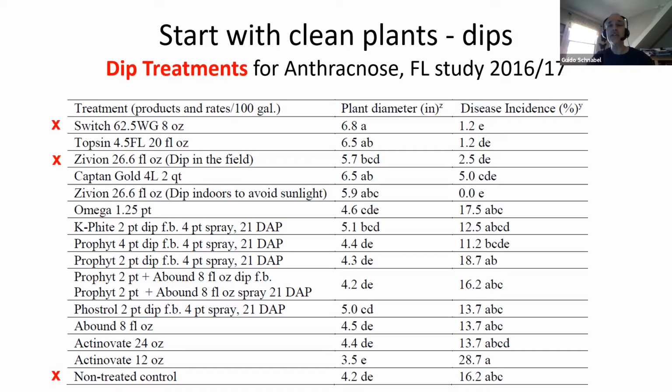Zivion is very effective, especially if you apply it indoors, away from sunlight, because the formulation that it's currently in doesn't protect from UV degradation. So if you do the dipping indoors, in this particular study, the scientists didn't get any disease, whereas when the dip was done in the field, there was a little bit of disease that they could measure. And again, the active ingredient is natamycin.